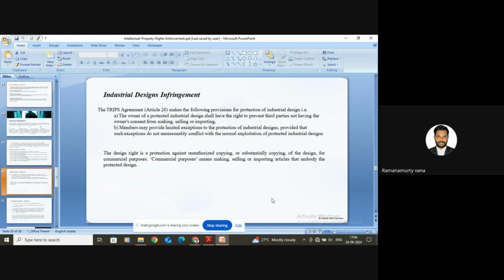Next, industrial design infringement. TRIPS agreement Article 26 provides protection: the owner of a protected industrial design shall have the right to prevent third parties not having the owner's consent from making, selling or importing. Members may provide limited exceptions to the protection of industrial designs, provided that such exceptions do not unreasonably conflict with the normal exploitation of protected industrial designs. This design right is protected against unauthorized copying, or substantial copying, of the design for commercial purposes.